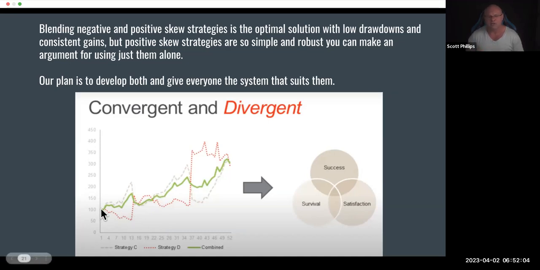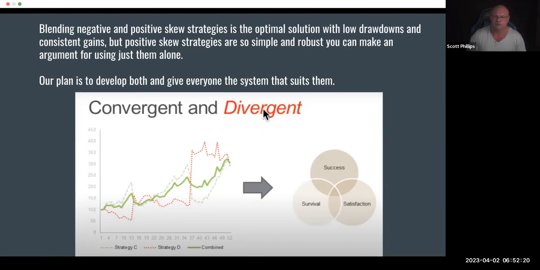So here's our positive skew system: goes sideways for a while, makes a lot of money. Sideways for a while, makes a lot of money. Here's a negative skew system, the dotted line: makes a lot of money really consistently, shits the bed. So blending the two, that's the long-term play.